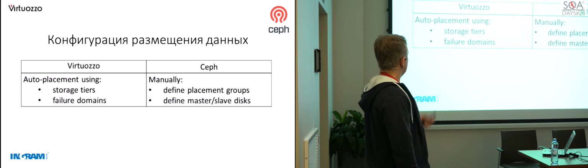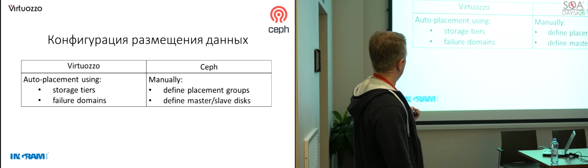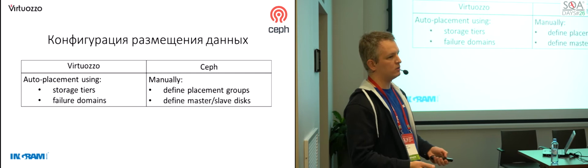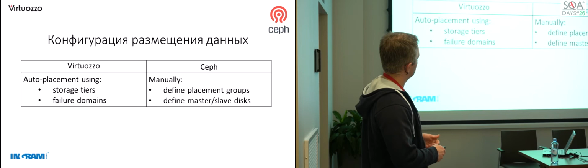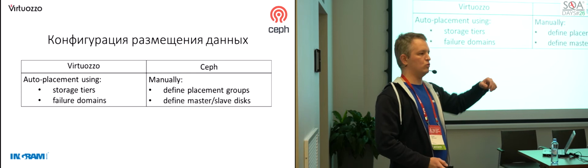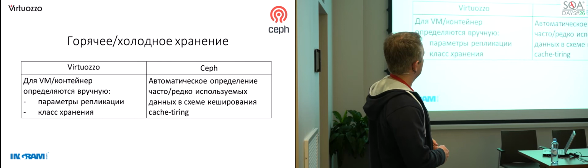An interesting difference is how chunks are placed in clusters. Virtuozzo does it in a very automated way by configuring failure domain parameters and storage tiers, but data services use the entire cluster as one space and distribute the chunks as they like. They do load balancing and other things. In Ceph, it's more complicated than that. You have to determine placement groups manually, determine the master disk, then distribute along slave disks. On the other hand, Ceph has an automatic option, which Virtuozzo doesn't.